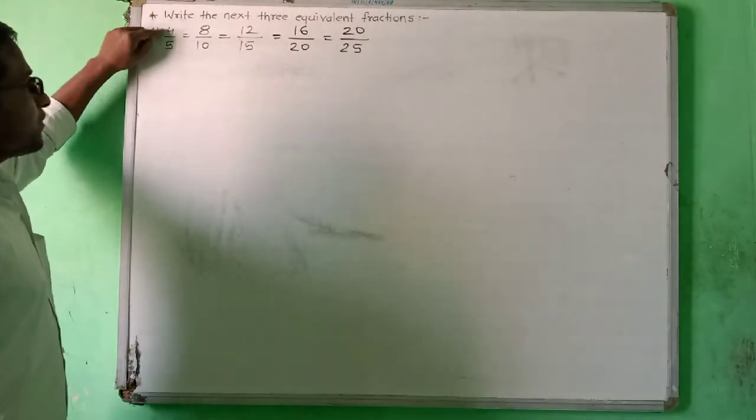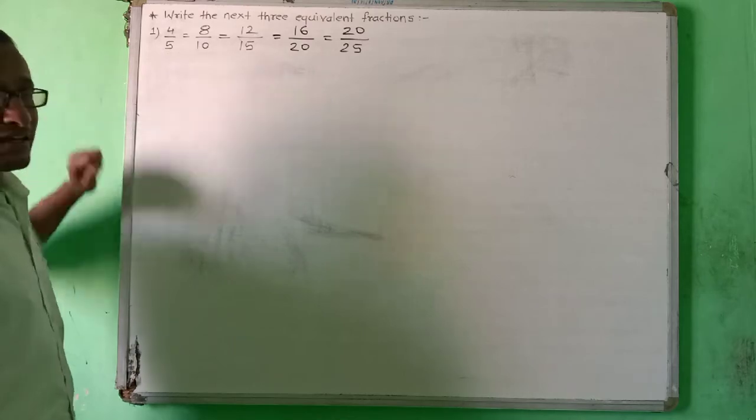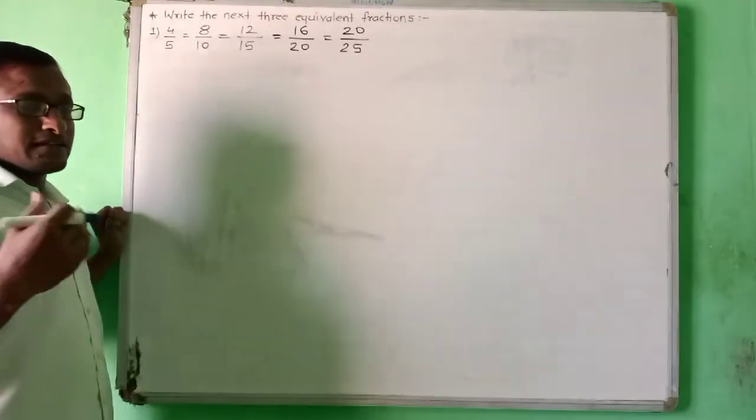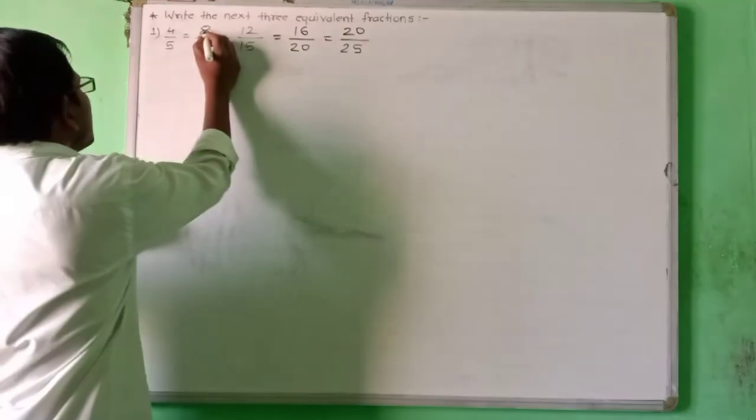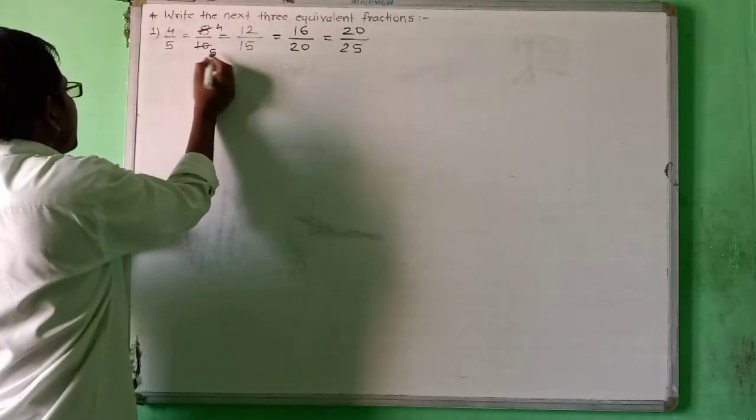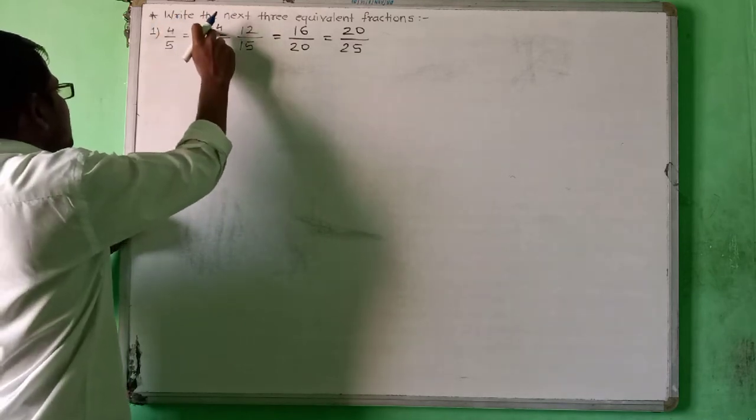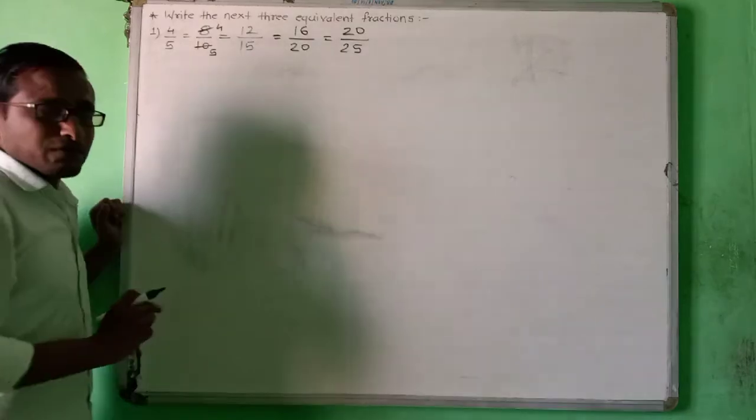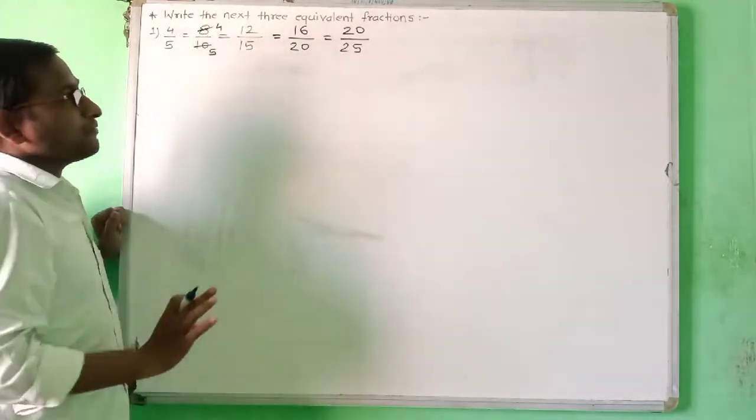See here, 4 upon 5, then 8 upon 10. 8 and 10 are both present in the table of 2. 2 4s are 8, 2 5s are 10. So the fraction has the same value. When you divide 8 upon 10 by 2, we get 4 upon 5.